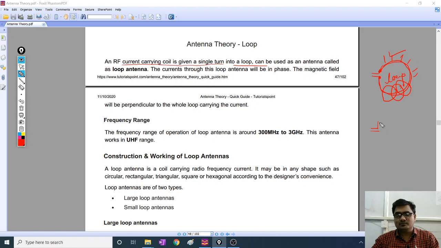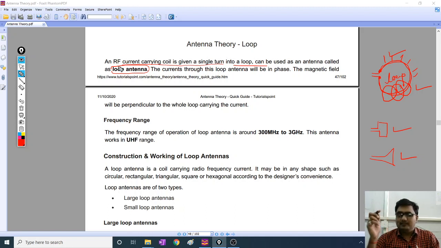It can have a square shape, a triangular shape, or a shape like this. It can be circular, square or triangular. That is why it is called a loop antenna: it has to complete a loop. A single wire bent in the structure of a loop will work as an antenna. It will radiate and receive electromagnetic waves. So, got the structure properly?